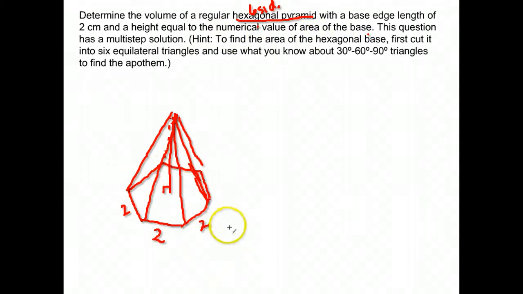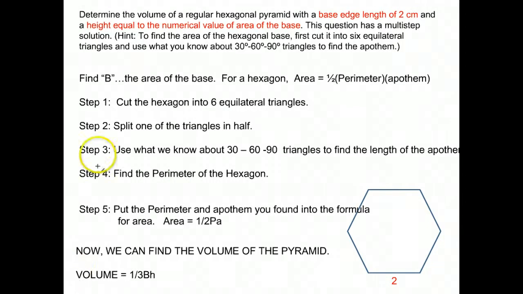So not only do I need to find the area of the base, but the height, it says, is exactly the same. So this is kind of a different situation, and I need to decide what to do. They give me a hint. They said to find the area of a hexagonal base, first cut it into 6 equilateral triangles, and then use what you know about 30, 60, 90 triangles to find the apothem. Now I have this on the next slide, kind of the steps broken down.